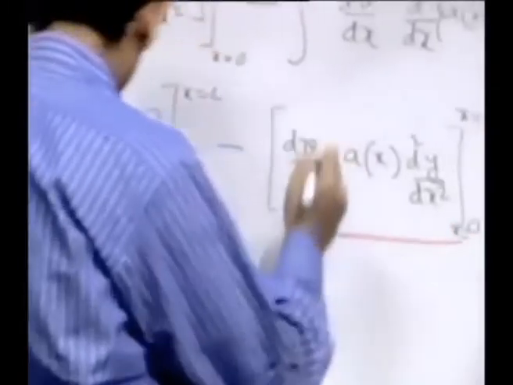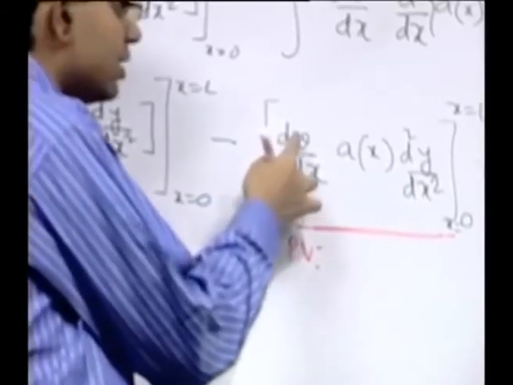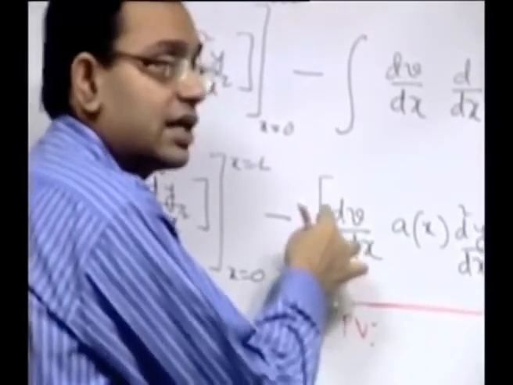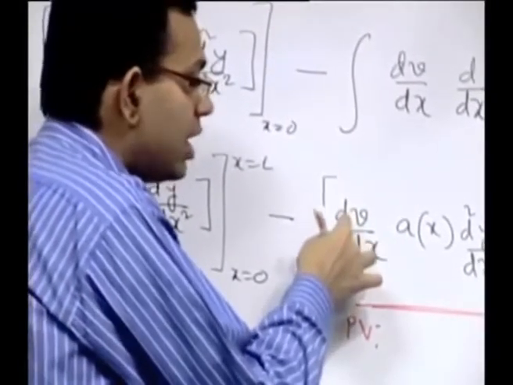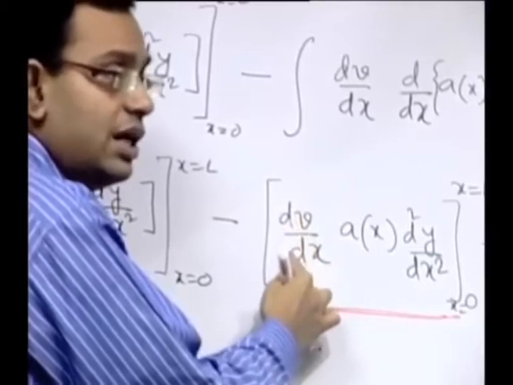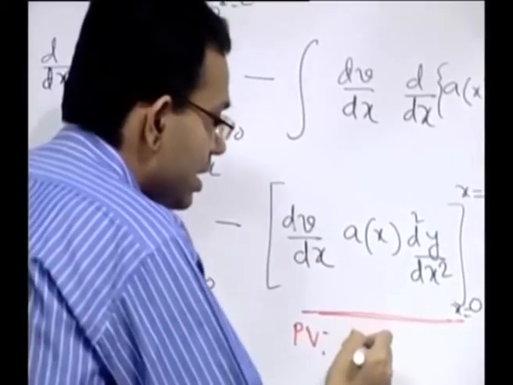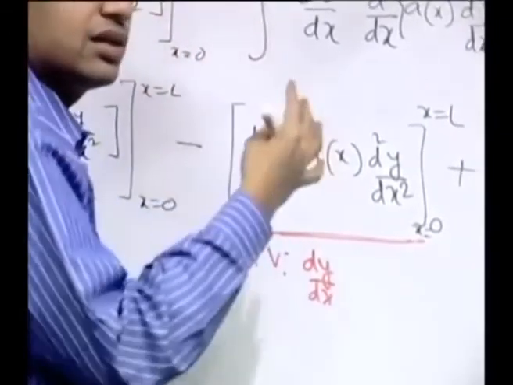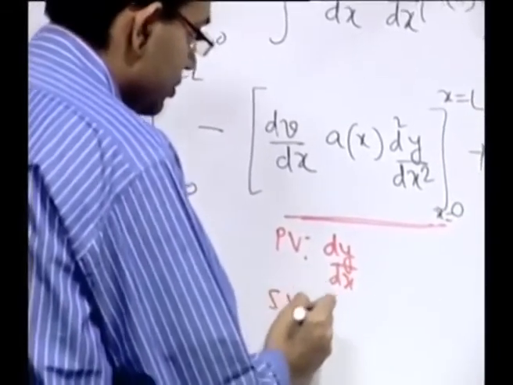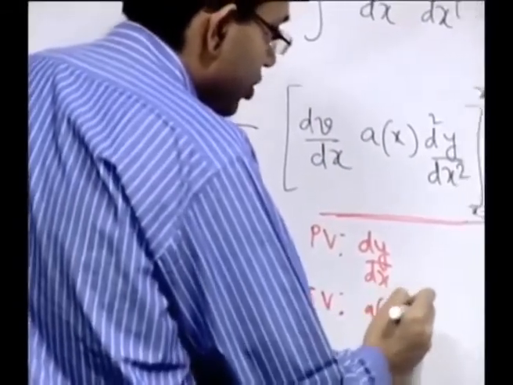There is also another boundary term, this one. So, here what is the primary variable? dy dx, because the variation is taken, v is what, delta y. So, it is delta of dy dx, because v is delta y and d and delta are exchangeable. So, primary variable is dy dx. Secondary variable is a d2y dx2.